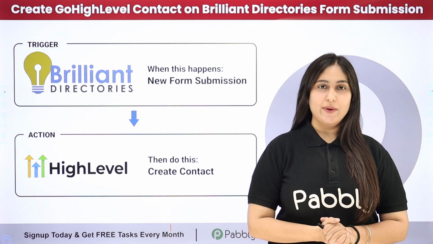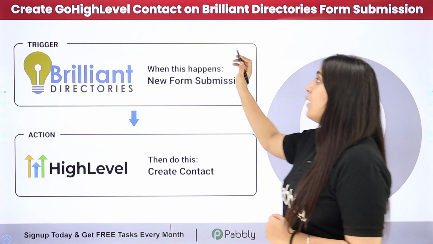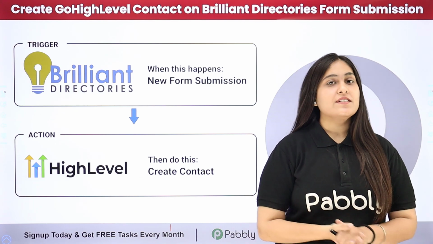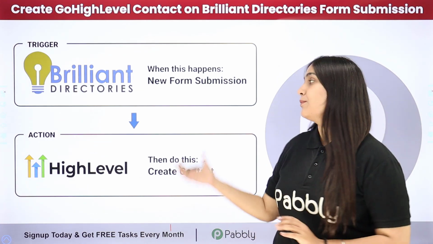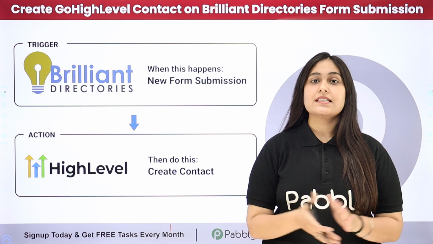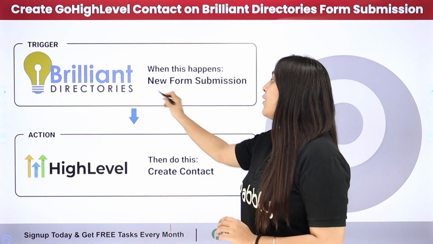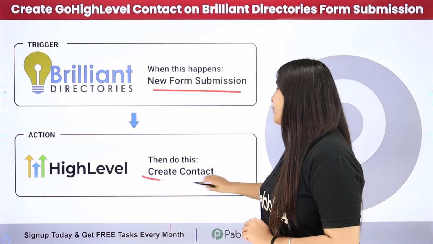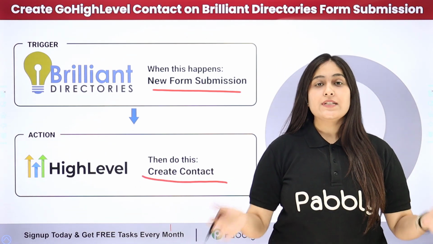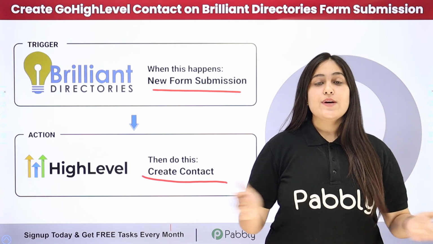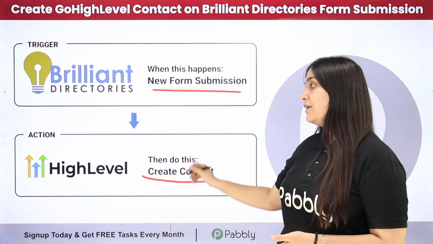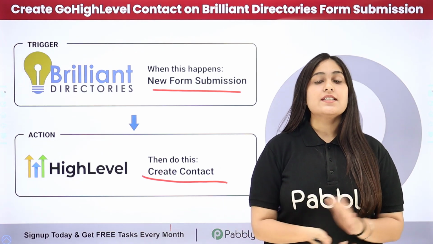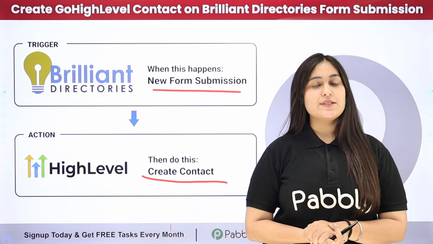So in this video we are going to understand how to create GoHighLevel contact on Brilliant Directories form submission. I run a fitness studio and I have created a lead form using Brilliant Directories. Now in this case I want that whenever I receive a new form submission, then automatically using the details, a new contact should be created in my GoHighLevel account so that I can further follow up with that lead. To build this connection, I need to connect these applications using an automation software named Pabbly Connect. So to learn this process step by step, let me take you to my screen.